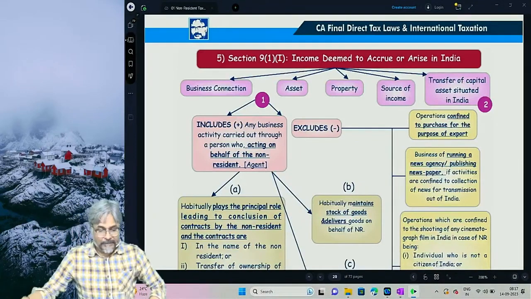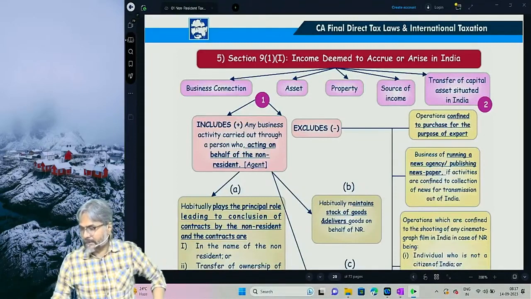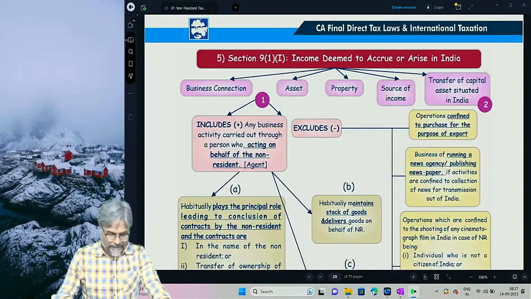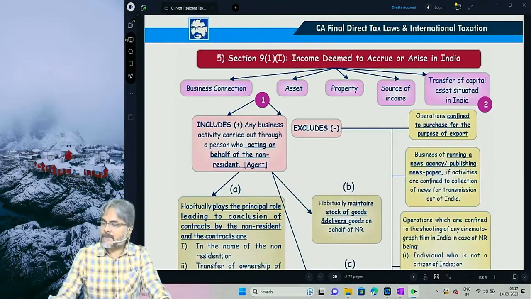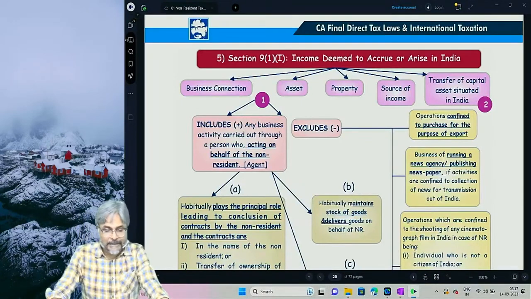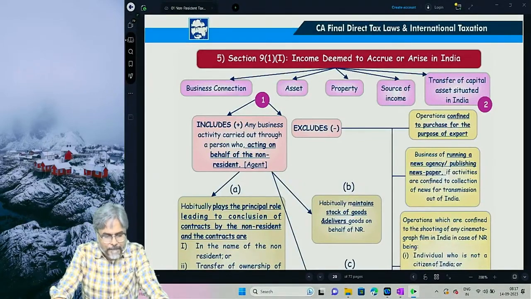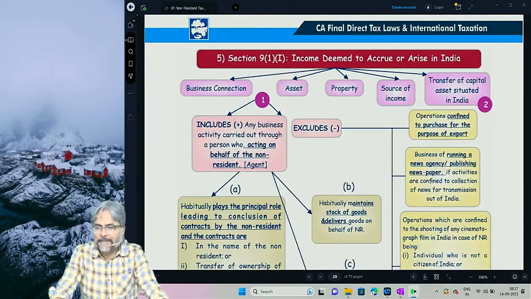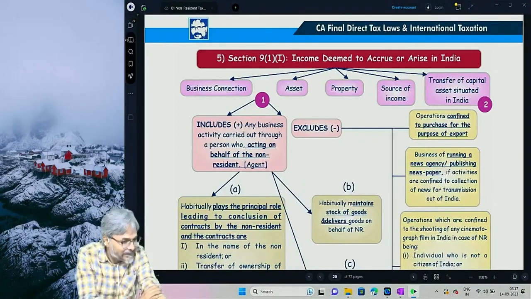Ask your boss also this particular question. I'm sure you will get the same answer. They will say it is accrued in India. And why is it so? Because the property is situated in India. Isn't it? So that is what the accrual part is. Do test these things, students.